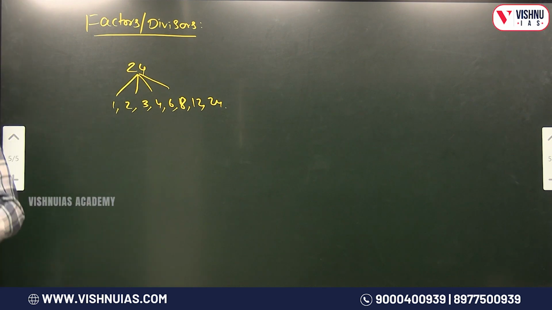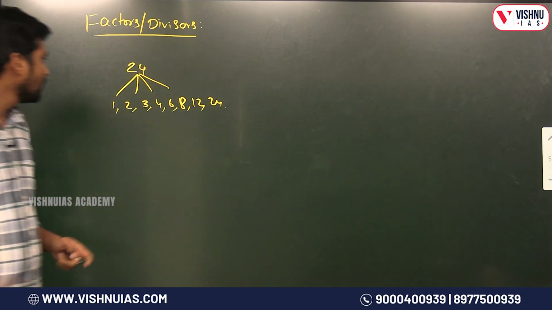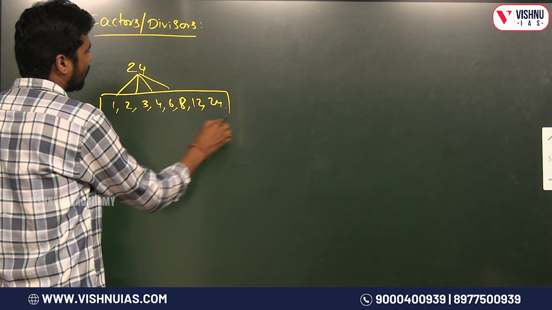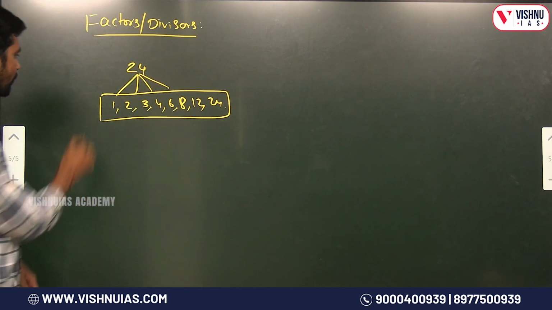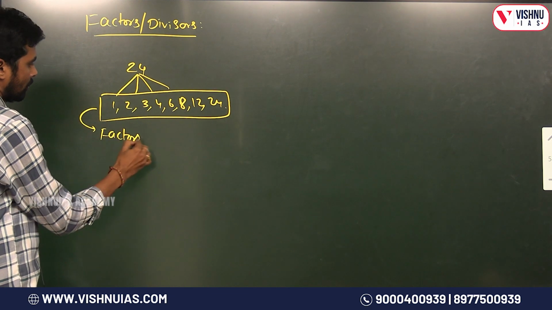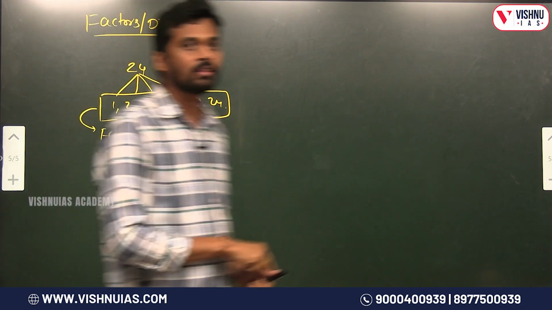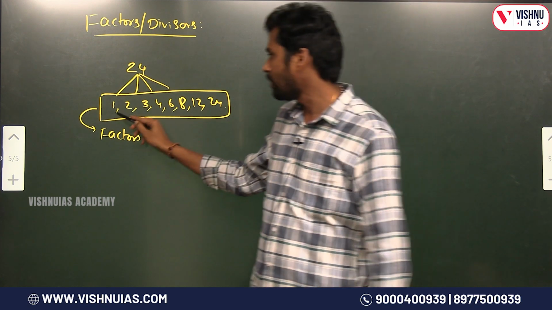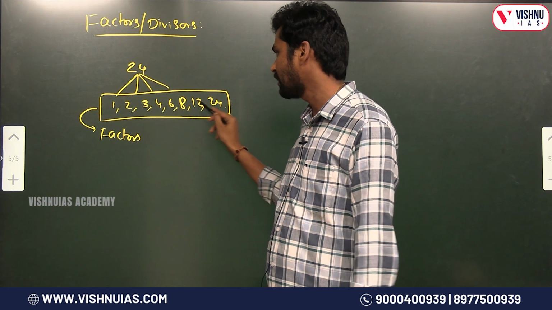So what are the problems related to factors? Questions are like how many factors are there for a number, or how many even factors or odd factors are there, and also in how many ways we can write a product of two numbers. Okay, coming to this one, 1, 2, 3, 4, 6, 8, 12, 24. These are the factors. Suppose I ask you how many factors are there for 24? So how many factors do we have? 1, 2, 3, 4, 5, 6, 7, 8.